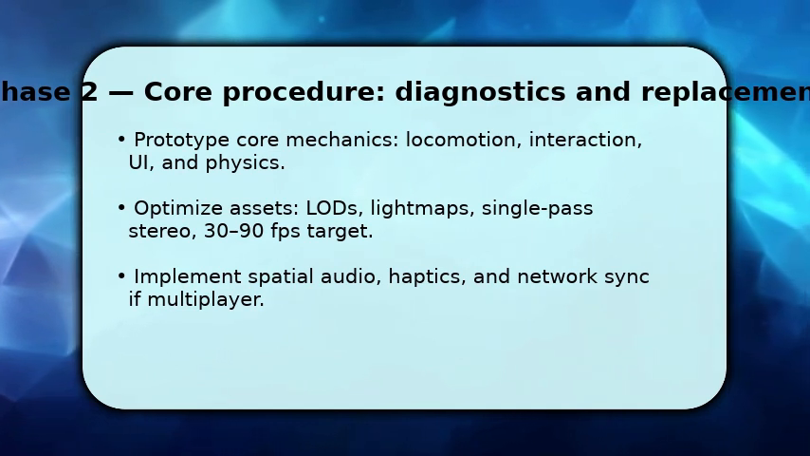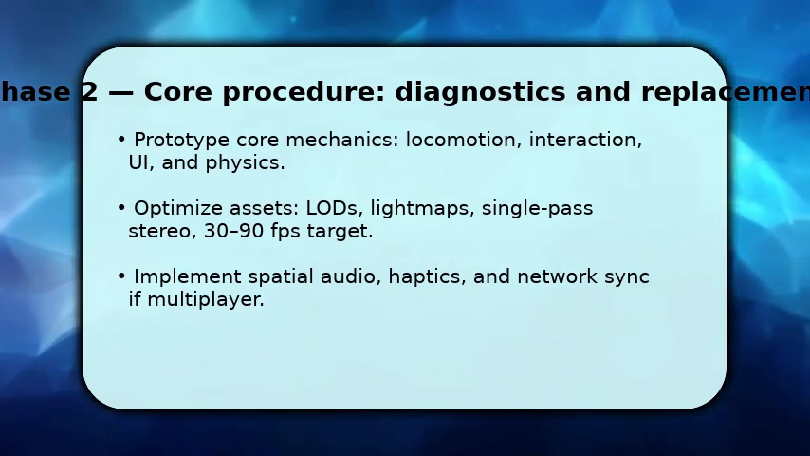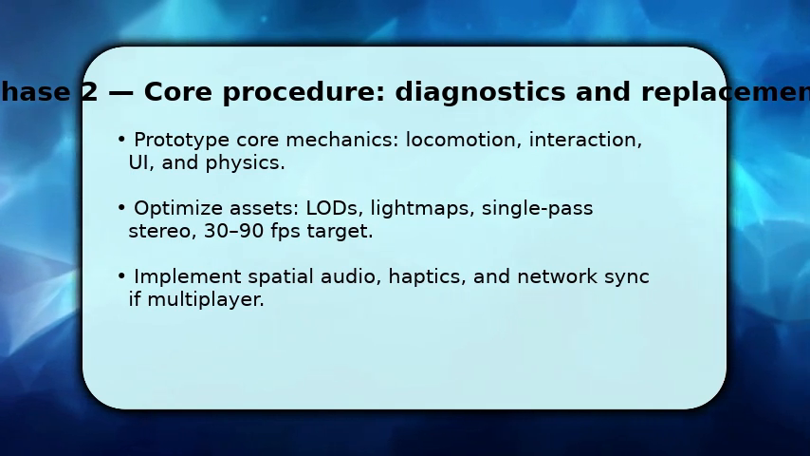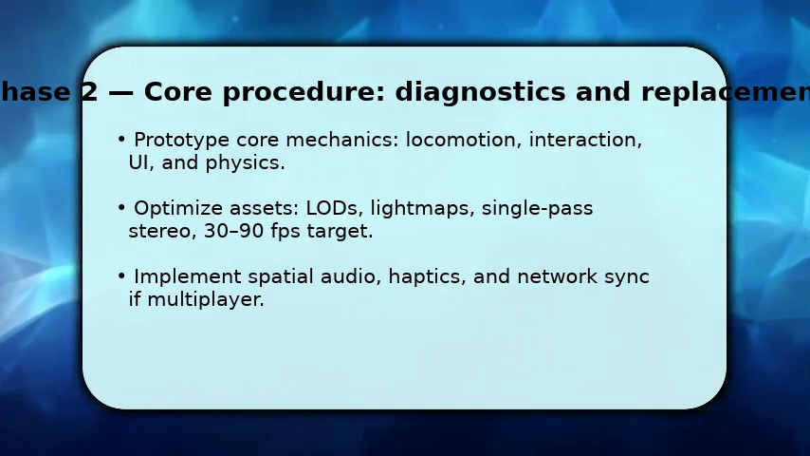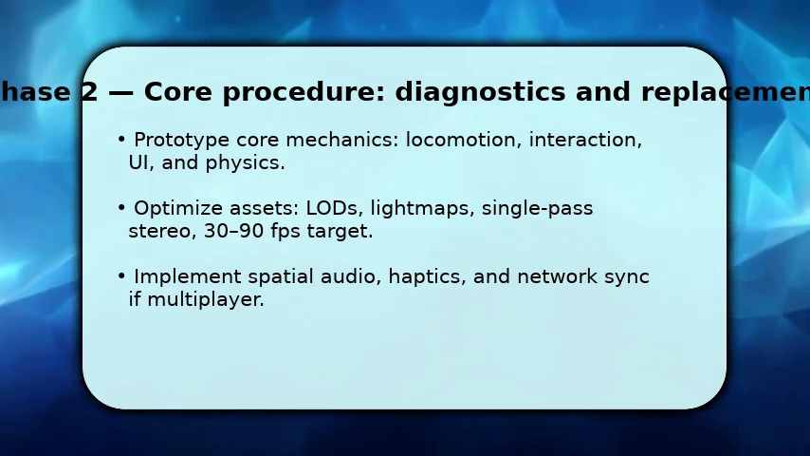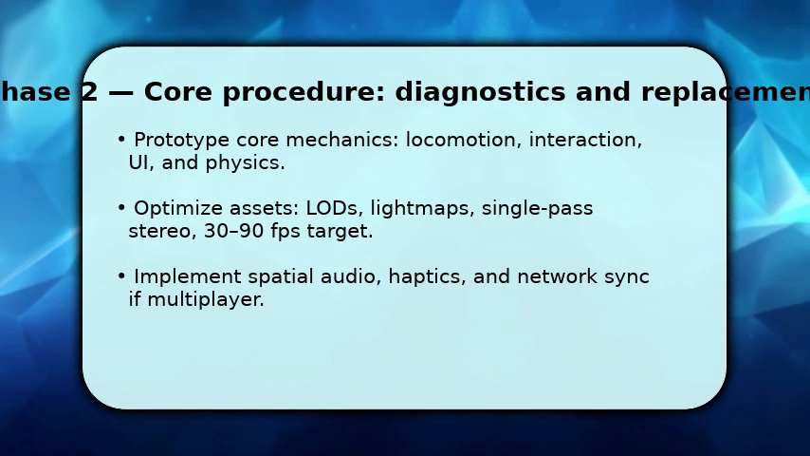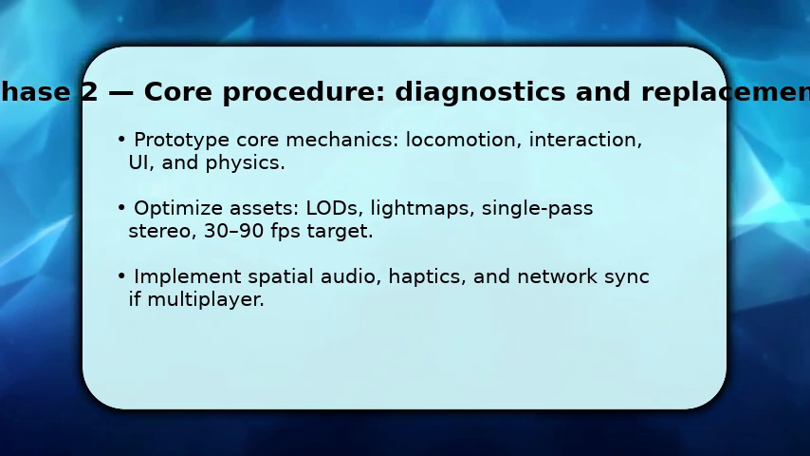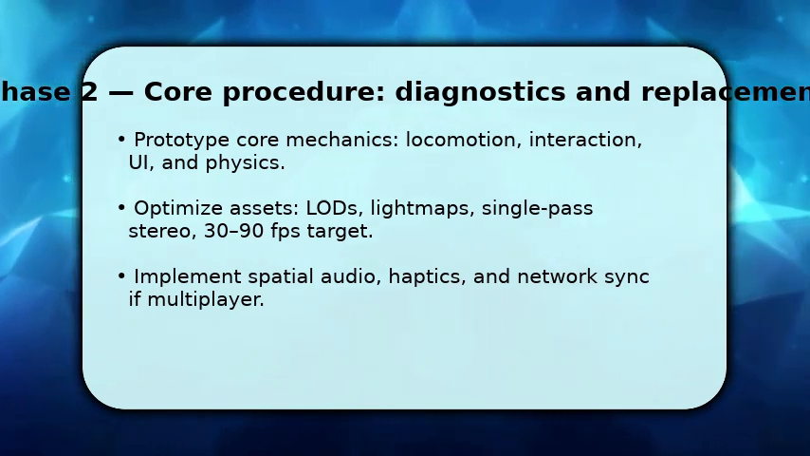Once mechanics are solid, integrate optimized assets, combine meshes, use LODs, bake light maps, and select single pass or multi-view rendering to hit your 72 to 120 FPS budget. Also add spatial audio and simple haptics to increase immersion.